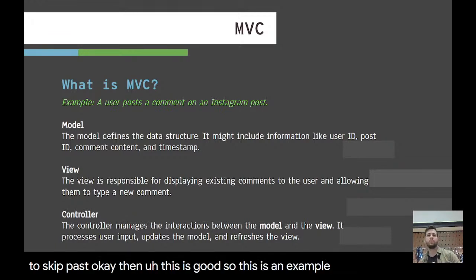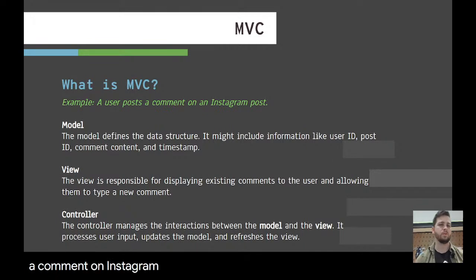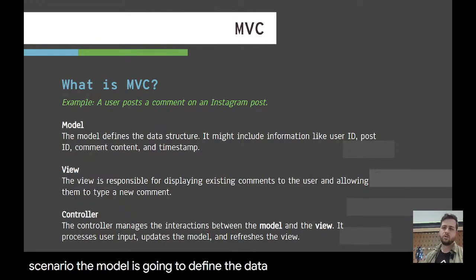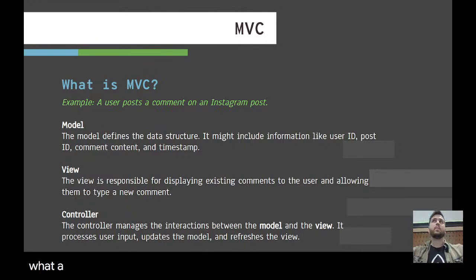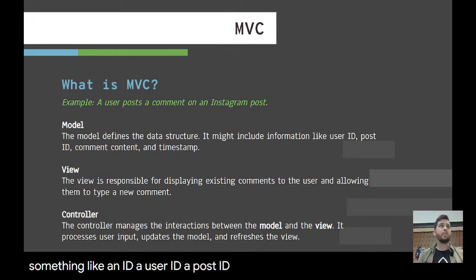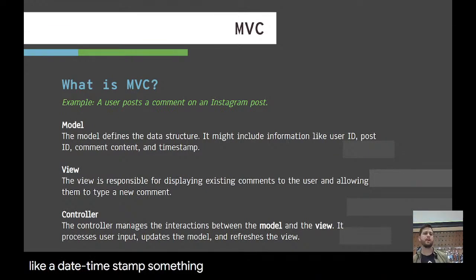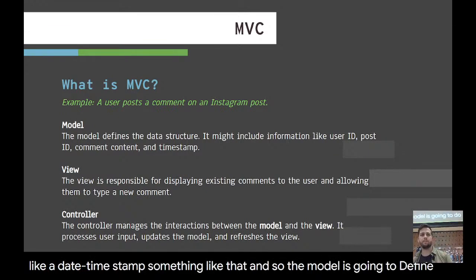So this is an example. Let's say a user posts a comment on an Instagram post. What's the model's responsibility in this scenario? The model is going to define the data structure. It's going to define what a comment looks like from the data side. A comment is going to have something like an ID, a user ID, a post ID, a comment string, and then probably a date timestamp, something like that. The model is going to define that.